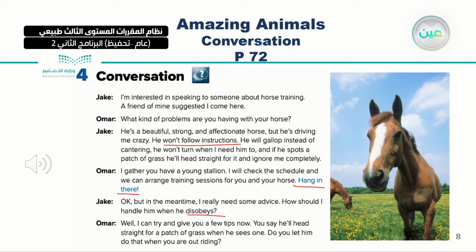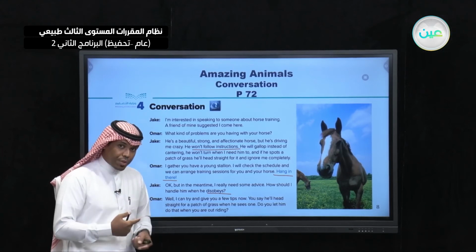Then Umar started to give him advice. I can try and give you a few tips now. You say he will head straight for a patch of grass when he sees one. Do you let him do that when you are out riding? So now he's starting to ask him some questions.